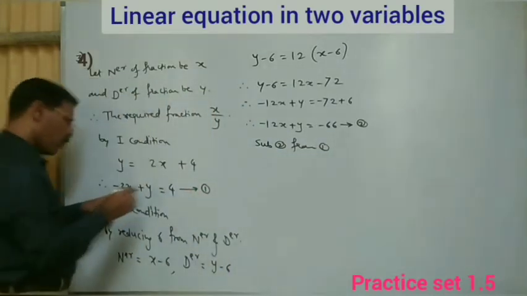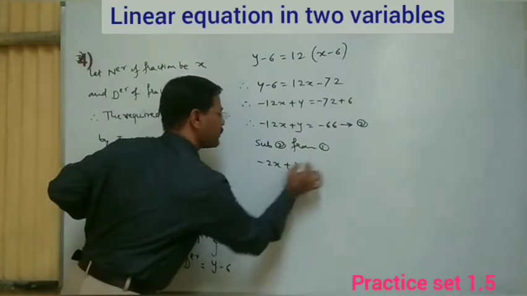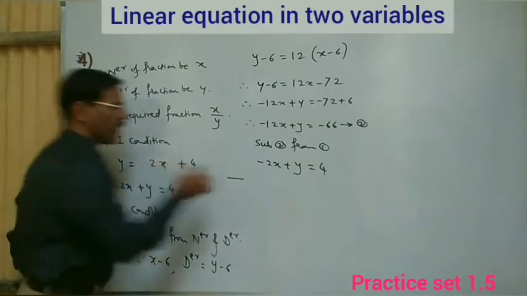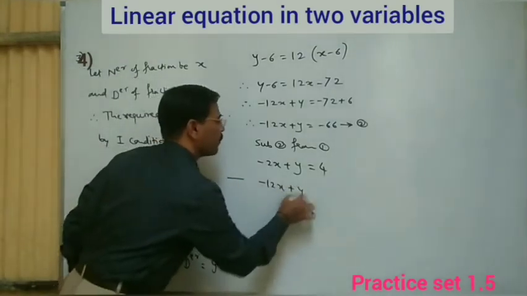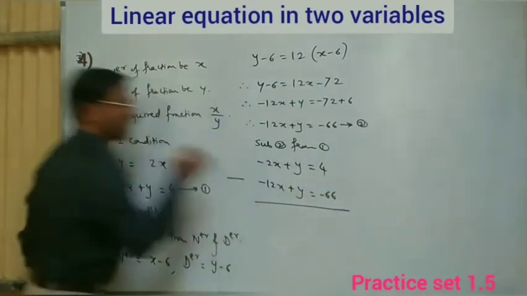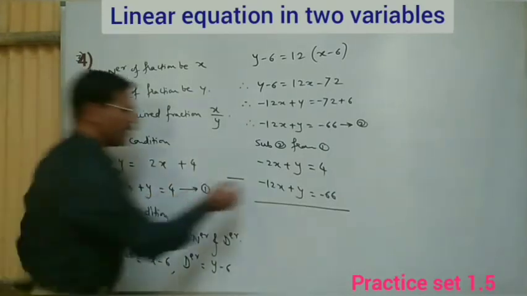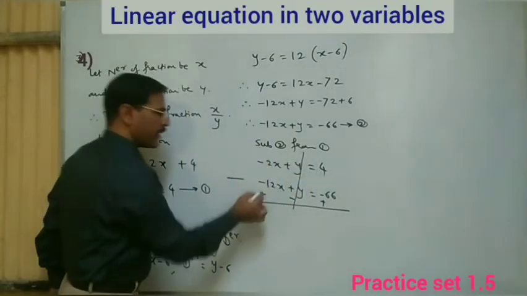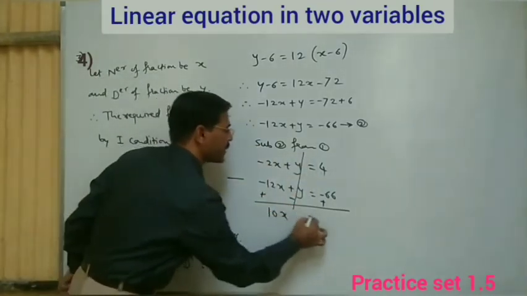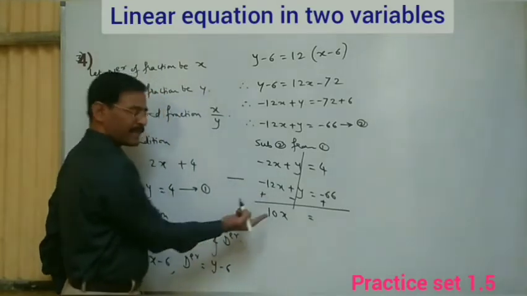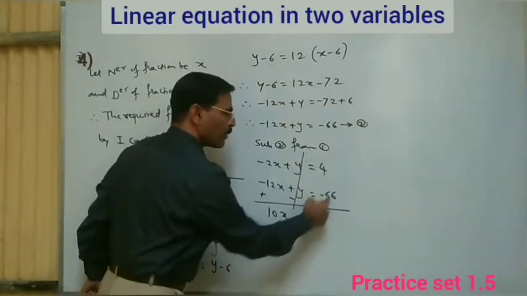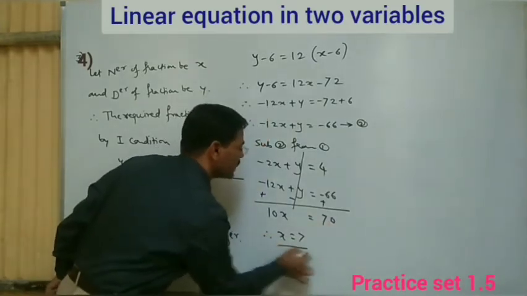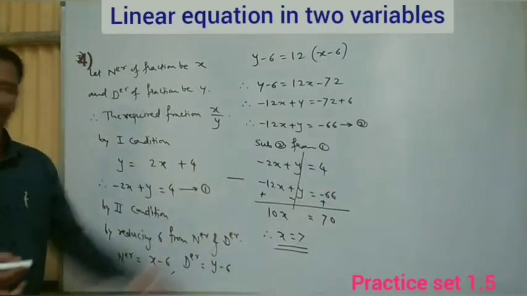So write first 1, which is minus 2x plus y is equal to 4. Subtraction is there. Okay. Minus 12x plus y is equal to minus 66. As usual, we have to change the signs. Now this one is getting cancelled. What will we get here? This is plus 10x. Okay? Plus 12x minus 2x means plus 10x. Now on this side, 4 plus 66 means 70. So x equals how much? 7, by dividing 70 by 10.